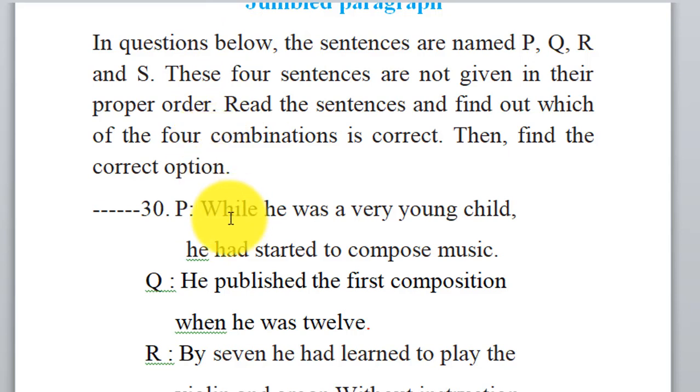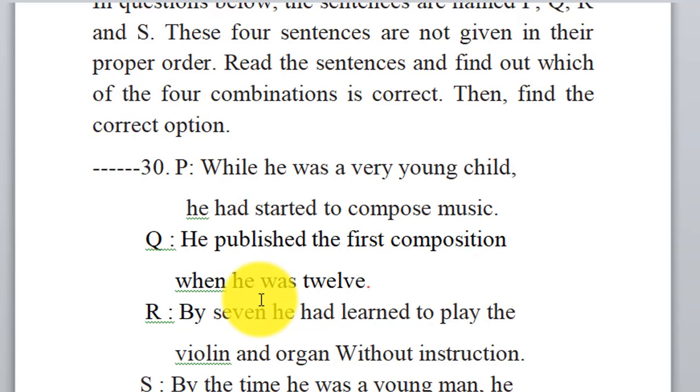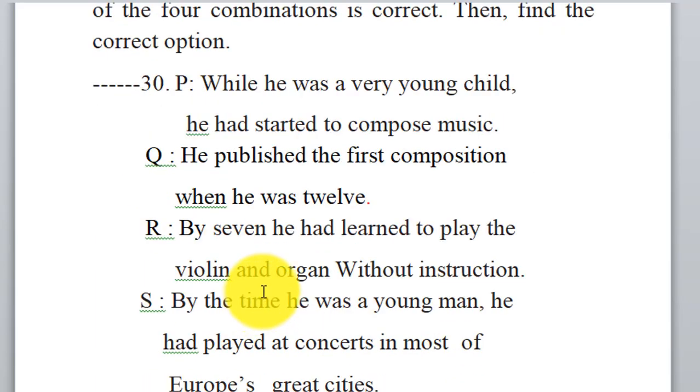Fine, look here. While he was a very young, it cannot be first, because it starts with while. It is a dependent clause, it cannot start. Absolutely, yeah. So he published the first composition when he was 12, right? He published the first composition when he was 12.